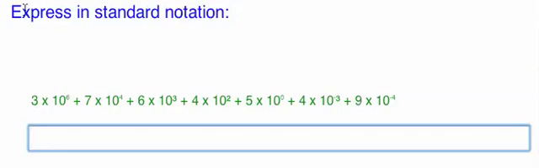Welcome to level 2, express in standard notation. We have 3 times 10 to the 6. So I'm going to use the shortcut. 10 to the 6 is a 1 followed by 6 zeros, so a million. So we have 3 million.